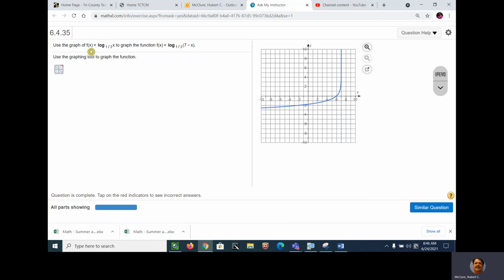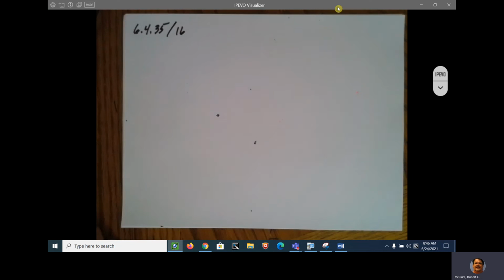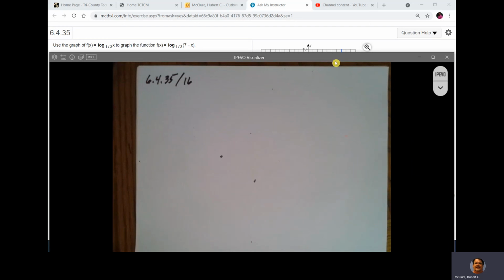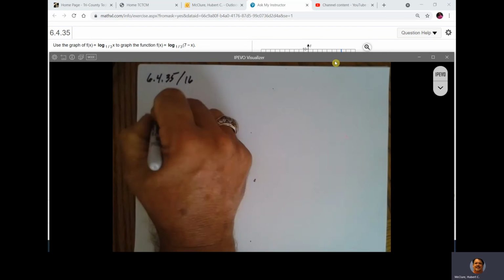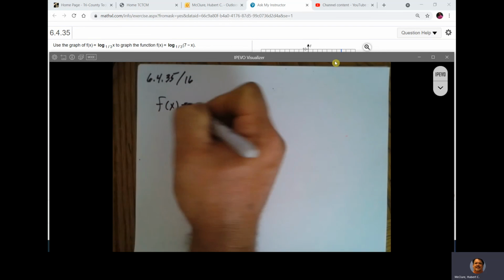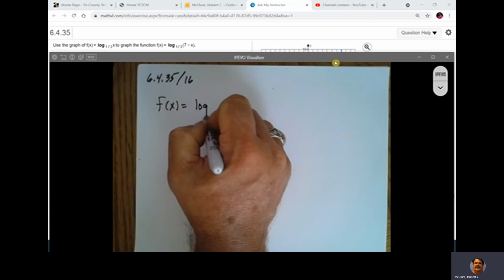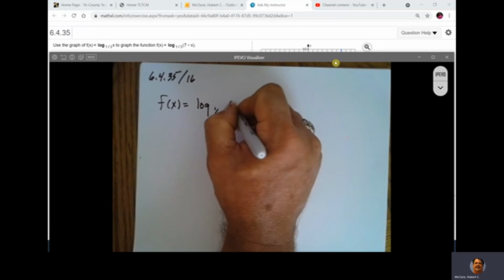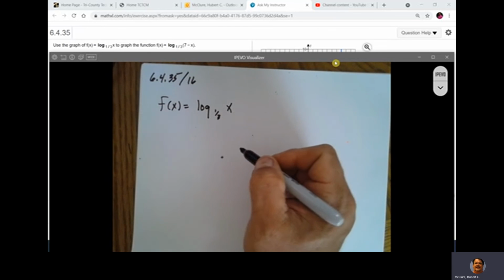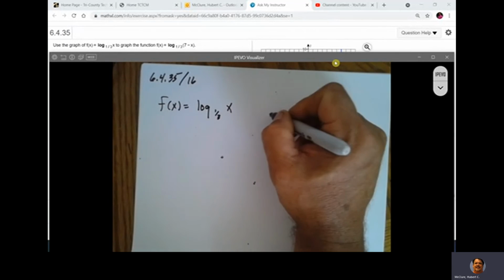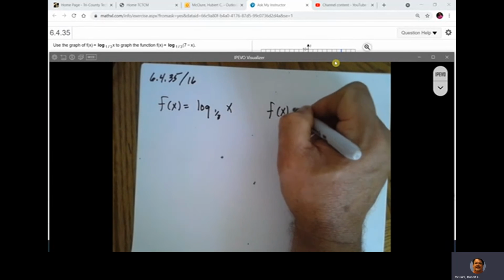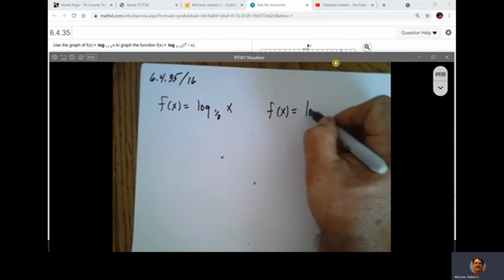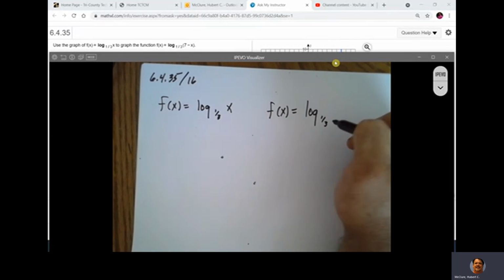F of x is equal to, they give you a function. F of x is equal to log base 1/3 of x. And they want you to compare it to f of x is equal to log base 1/3 of negative x plus 7.